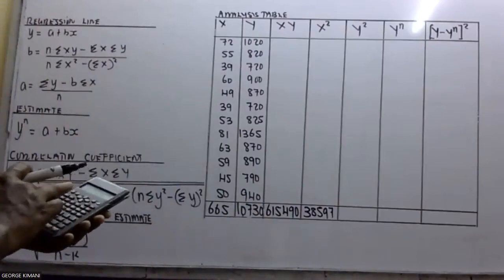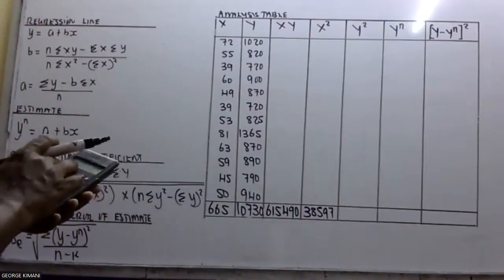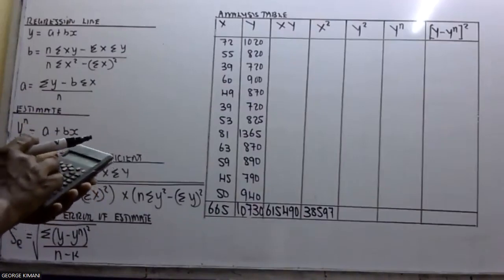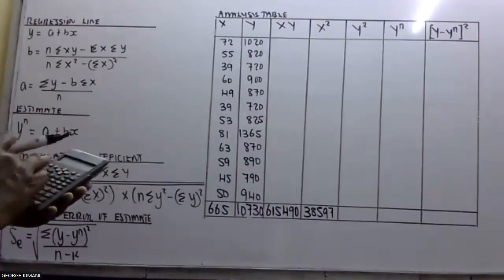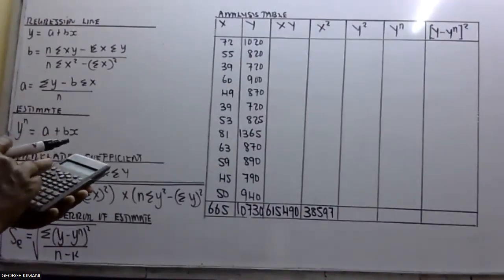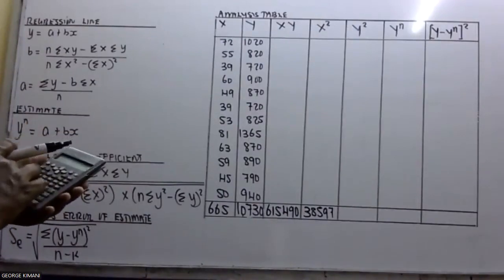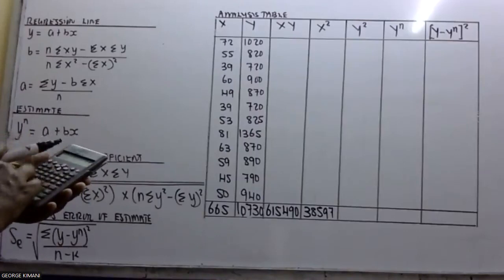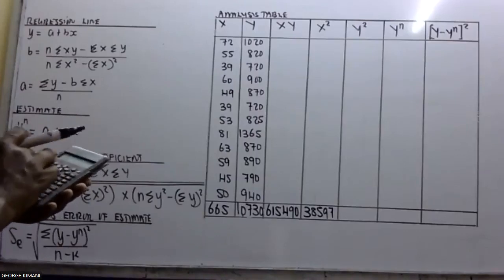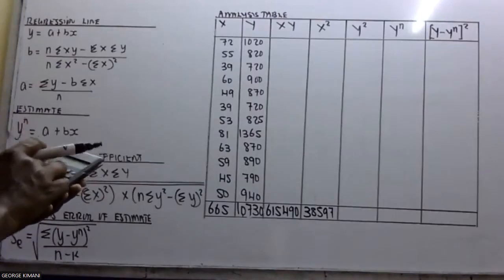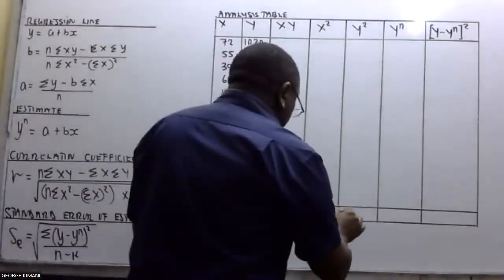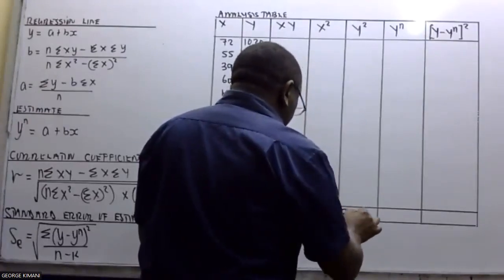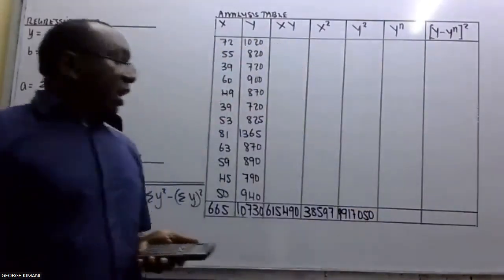Y square, I do the same. 1020 square plus 820 square plus 720 square plus 900 square plus 870 square plus 720 square plus 825 square plus 1365 square plus 870 square plus 890 square plus 790 square plus 940 square equals, I'm getting 9917050.